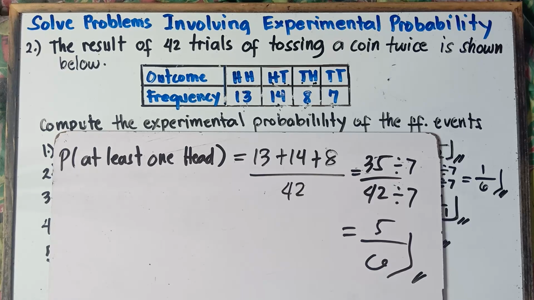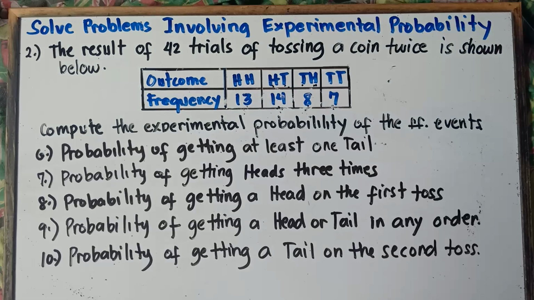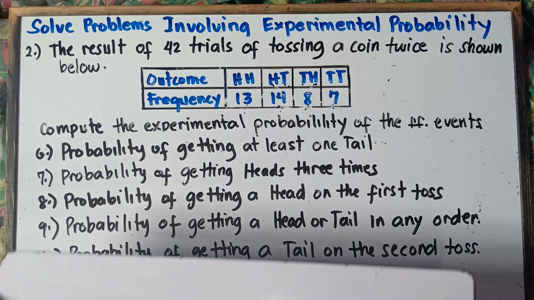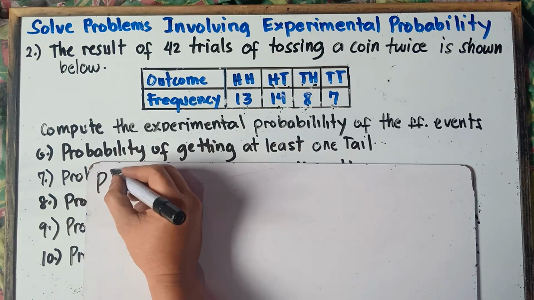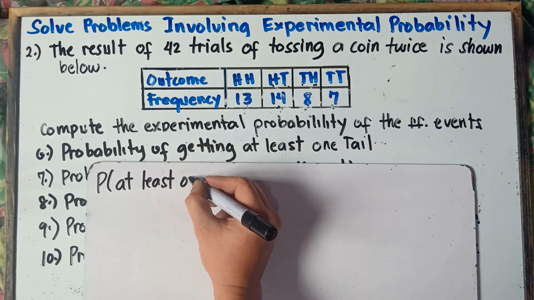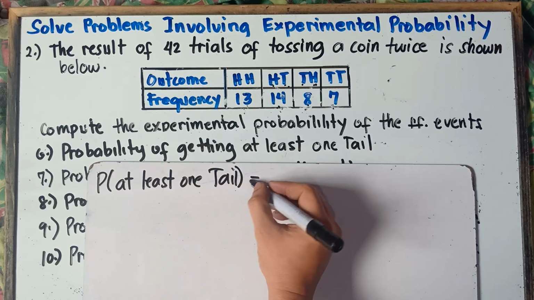Alright, so let's proceed now to example number 6 going to 10. I will give you plenty of examples, class, for you to really understand this one, class. Alright, so let's proceed now to example number 6. Probability of getting at least one tail. Alright, let's do that. So, probability of getting at least one tail.